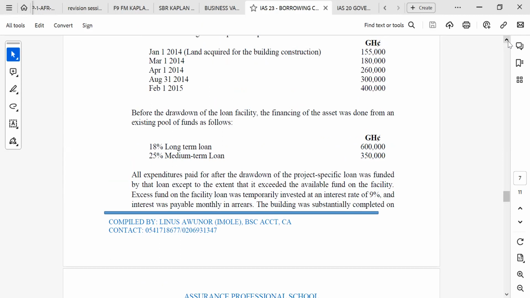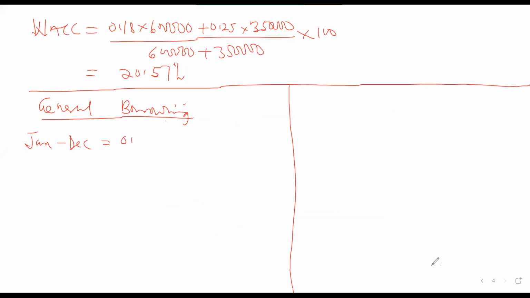So we have transferred 155,000 to purchase the land. So this particular amount is going to be used for the full year, January to the end of the year. So our borrowing cost will be 0.2057 times 155,000. What are we getting? 31,884. Okay, 31,884.